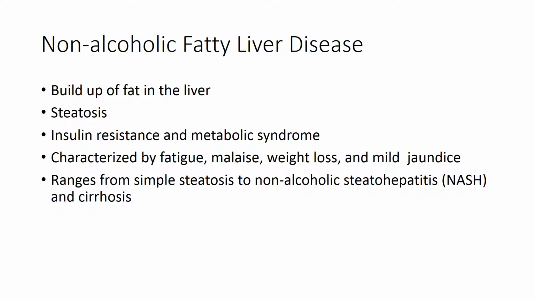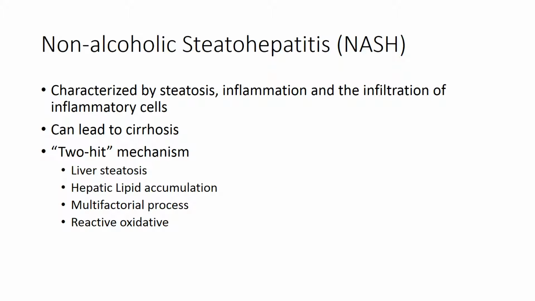The disorder ranges from simple steatosis to non-alcoholic steatohepatitis. It's similar to a progression of stages, just like cancer. They begin to progress to cirrhosis, which is the last and worst stage. This includes liver failure and the accumulation of carcinoma in the liver. Non-alcoholic steatohepatitis, or NASH for short, is characterized by steatosis, inflammation, and the infiltration of inflammatory cells.